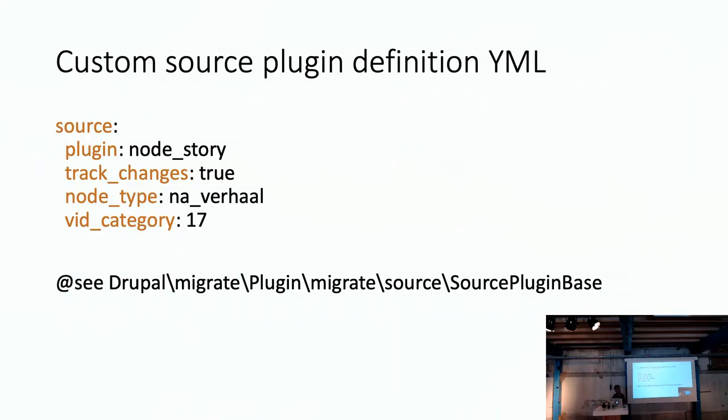For this migration, I actually had to build my own source plugin with an extra property, and the extra configuration property was the fit category. Fit category was a fixed term ID, which I found in the source. If you really want to build your own source plugin, I recommend to check out the source plugin base from the Drupal API. The doc blocks there are very helpful and show a lot about the configuration and how and what you need to do to get your source data out.